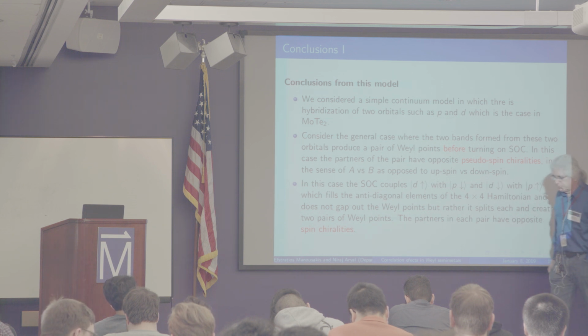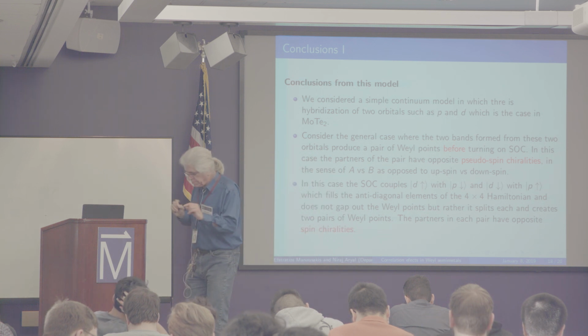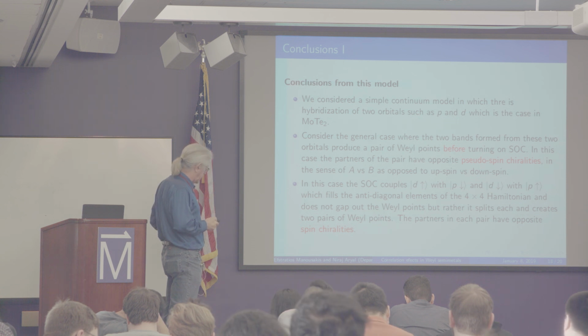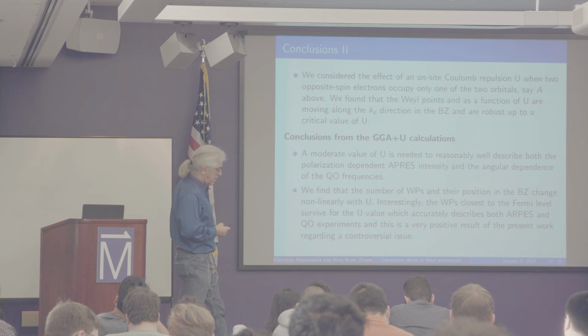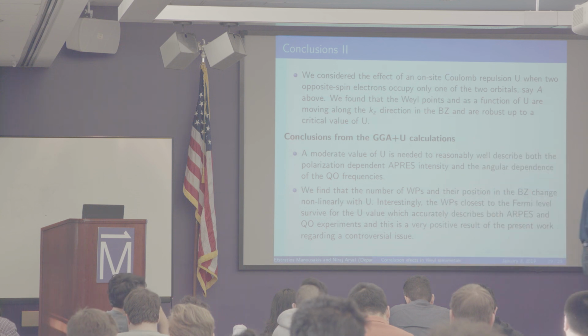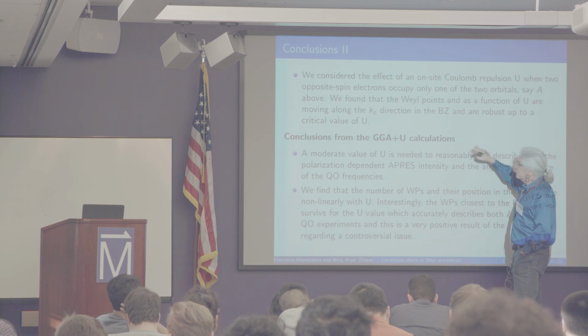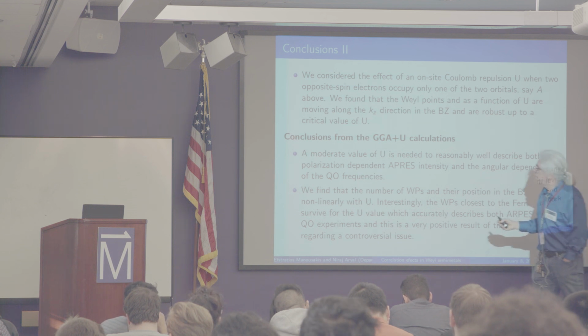Each of these Weyl points splits into pairs of real spin chiral partners. And adding U on that, it is not automatic that for any value of U things get wiped out. You need a critical value of U above which the Weyl physics goes away. And these are the conclusions from the GGA calculations, which I showed you yesterday and continued today.